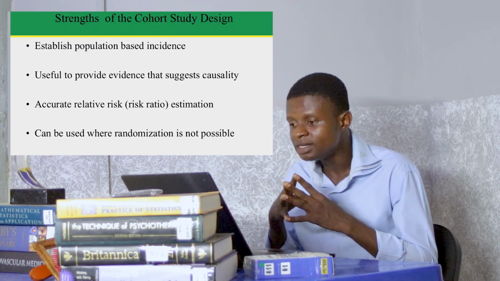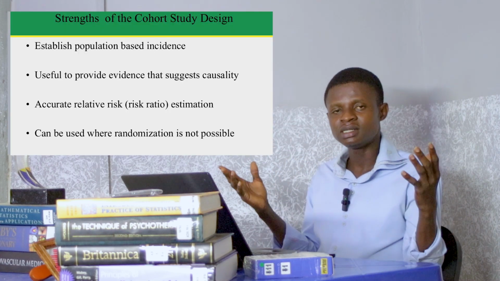So with the strength of a cohort study, it is able to establish population-based incidence. So it is able to establish incidence rates, how many people have developed the outcome at this time. So incidence rate is the new cases. And then prevalence talks about the new case plus existing case. So that is for cross-sectional study. Prevalence is best for cross-sectional study.